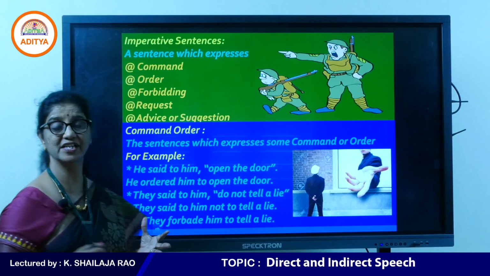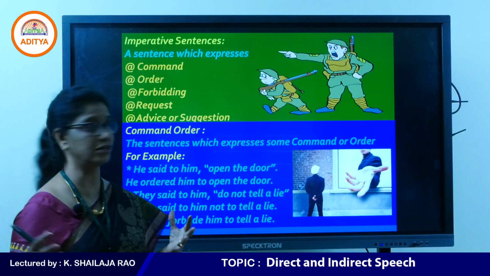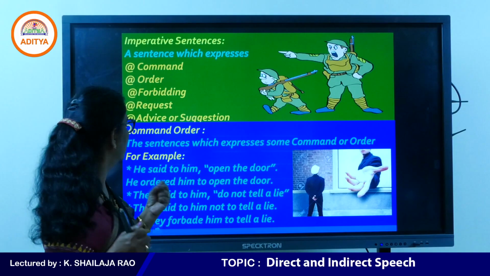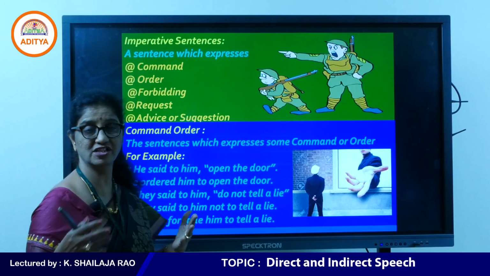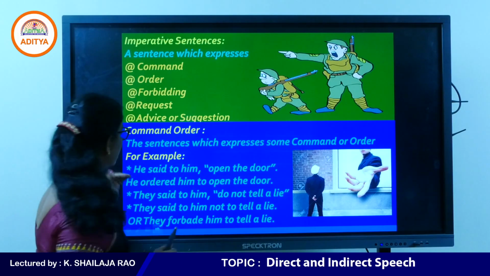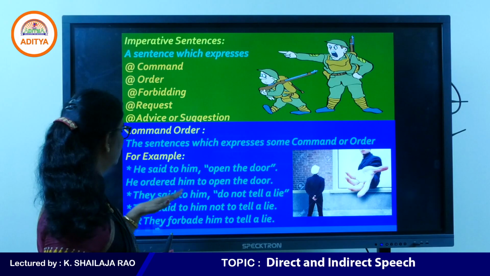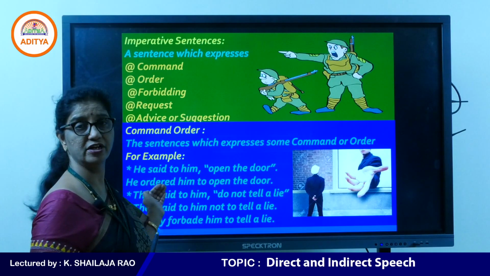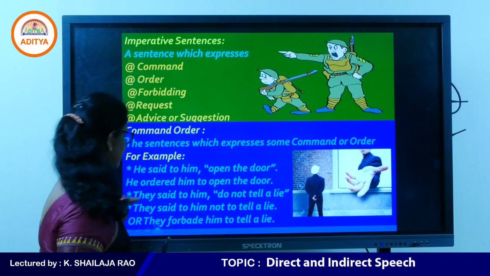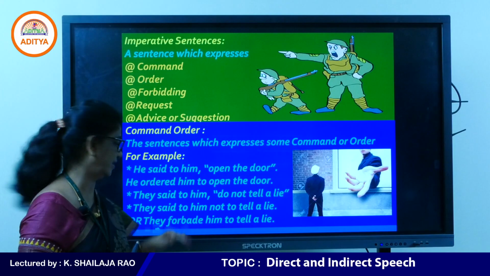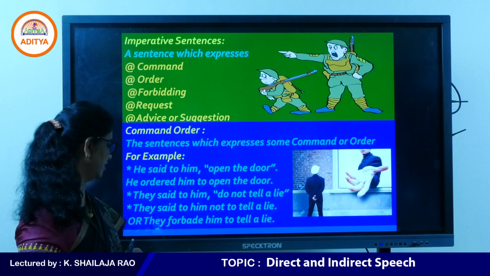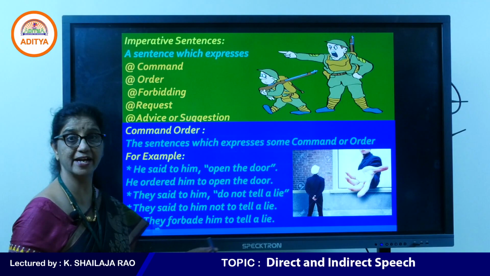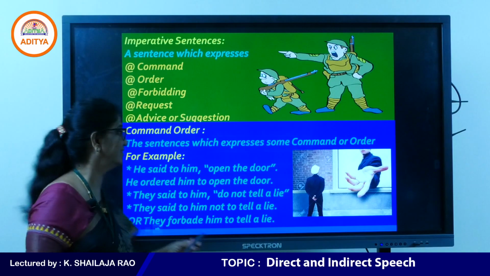Similarly, imperative sentences are commands or orders, forbidding, request, advice or suggestion. Okay? So orders, like he said to him, "Open the door." He ordered him to open the door. They said to him, "Do not tell a lie." They said to him not to tell a lie, or they forbade him to tell a lie. Okay?